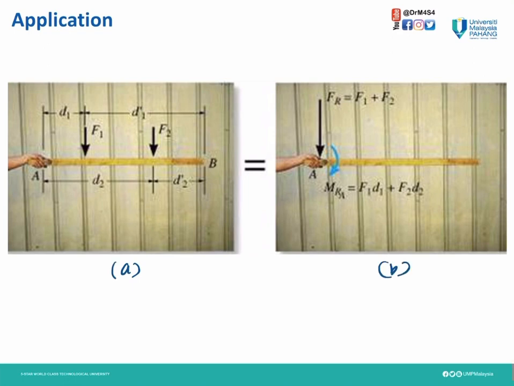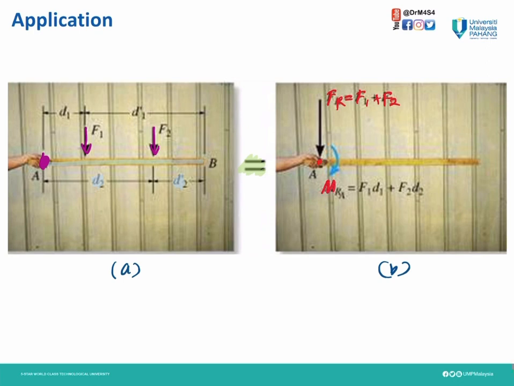These two systems are equivalent, where we can see F1 and F2 acting at certain distances D2 and D'2 on the bar, held at the end by someone here. For that system, we can simplify into one single force, which we name the resultant force, equal to F1 plus F2.